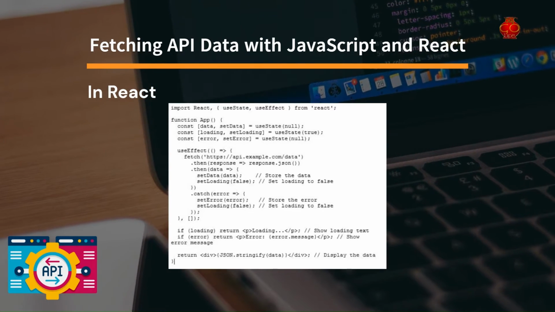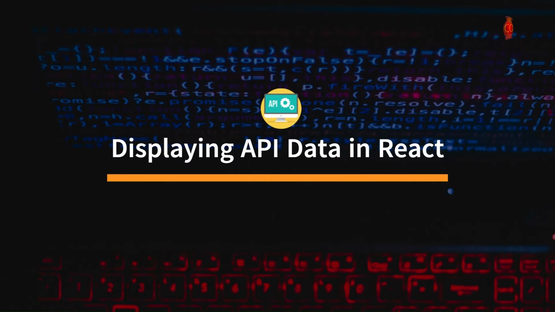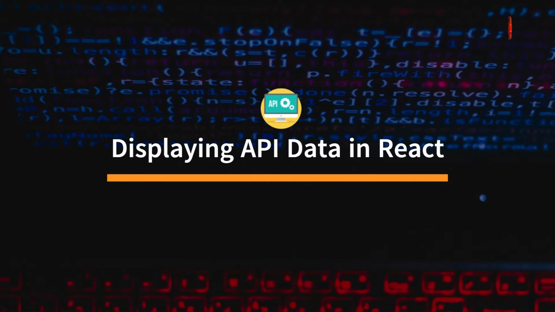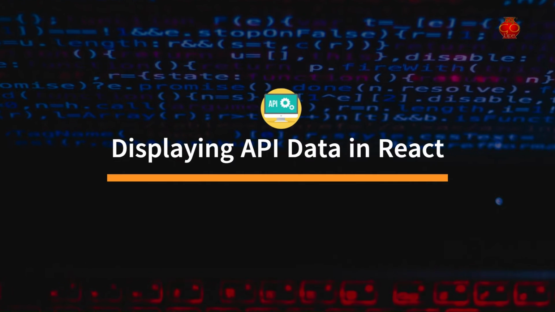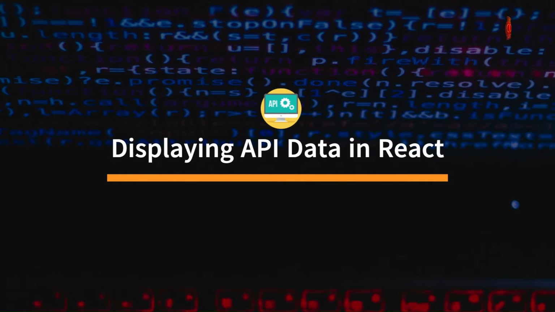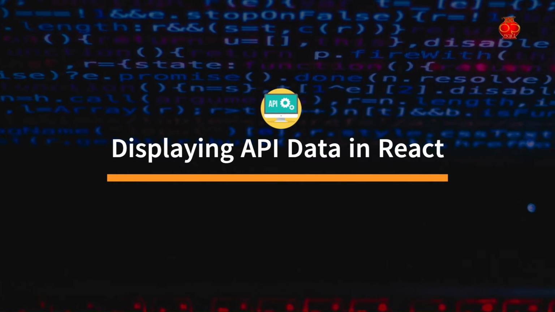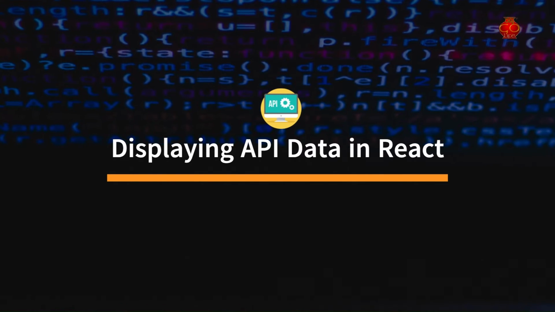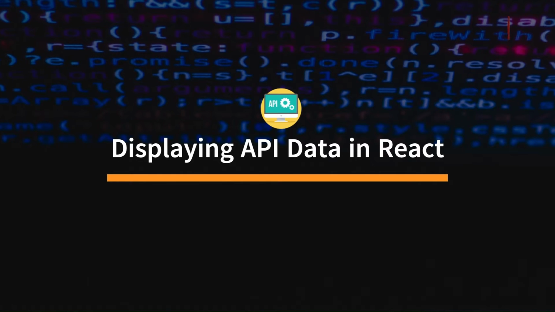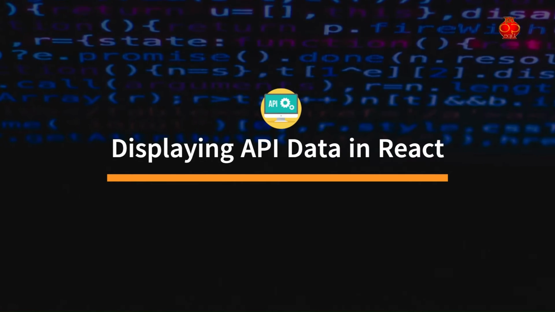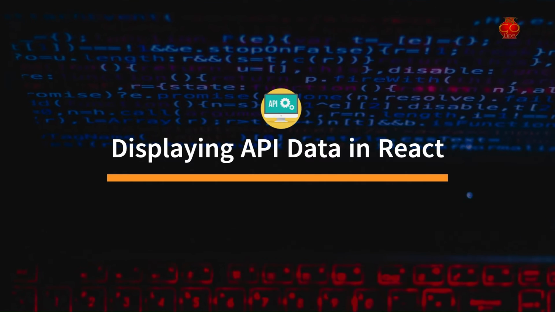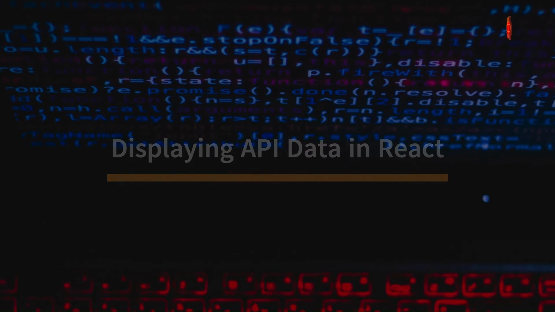Once you've successfully fetched data from an API, the next step is to display this information on your web page. This involves transforming the raw data into a user-friendly format that integrates seamlessly with your site's design. In React, you can achieve this by leveraging JSX to render dynamic content based on the data you've received. Let's dive into how you can take the data fetched from an API and present it effectively to your users.